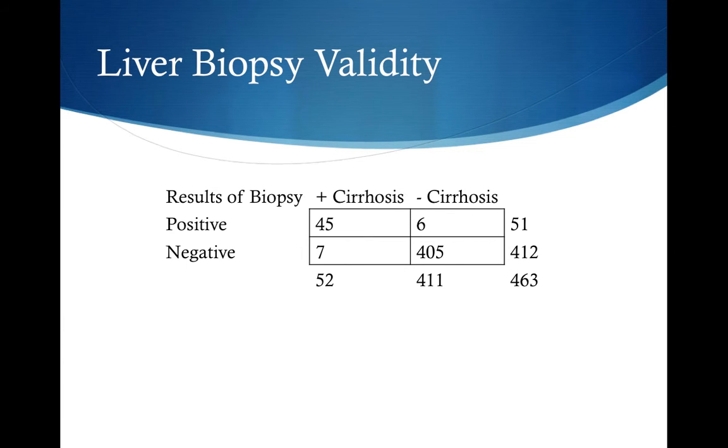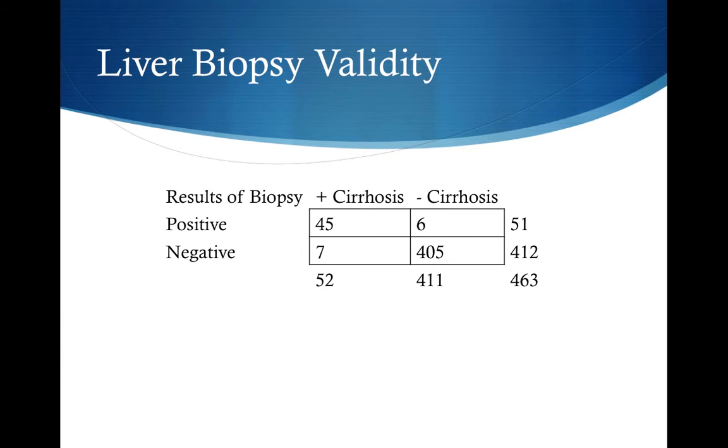You have two examples in this week's discussion board to choose from where I want you to calculate the sensitivity and specificity. For my example, I'm going to use a liver biopsy. One thing that you would use a liver biopsy for is to test for cirrhosis. When you do this, you have a positive result or a negative result, and individuals could either be positive and have cirrhosis or negative.